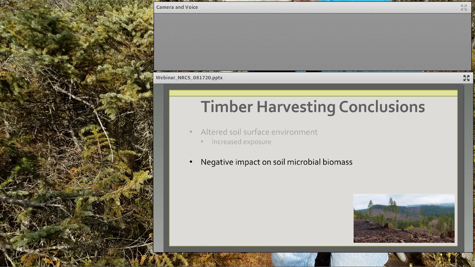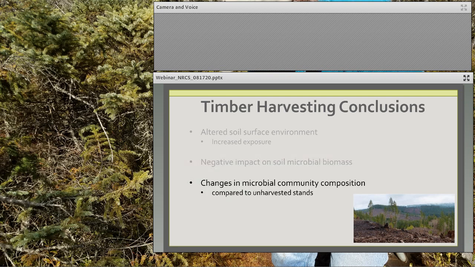Typically, across all forest types and biomes, harvest is generally associated with a reduction in microbial biomass. And studies have shown the microbial community of harvested stands to be distinct from unharvested stands. This may indicate changes to the provision of ecosystem services depending upon how certain populations of microbial groups are altered within these community shifts.